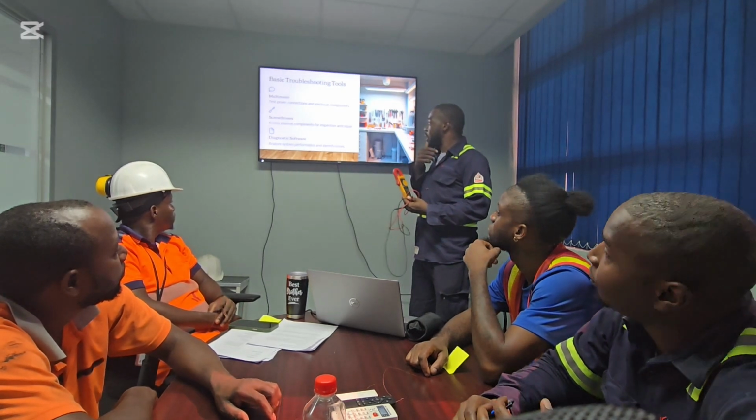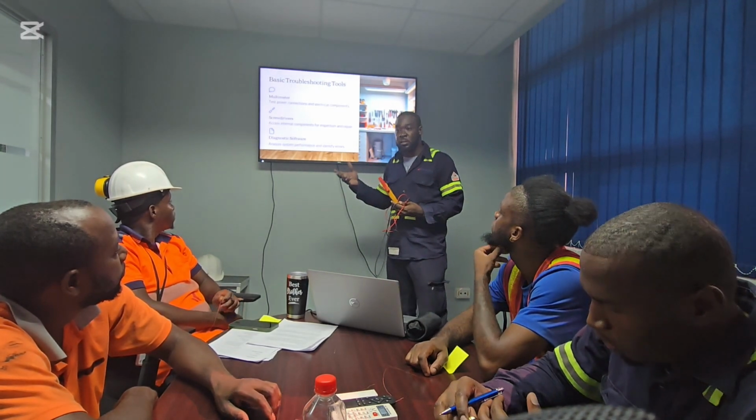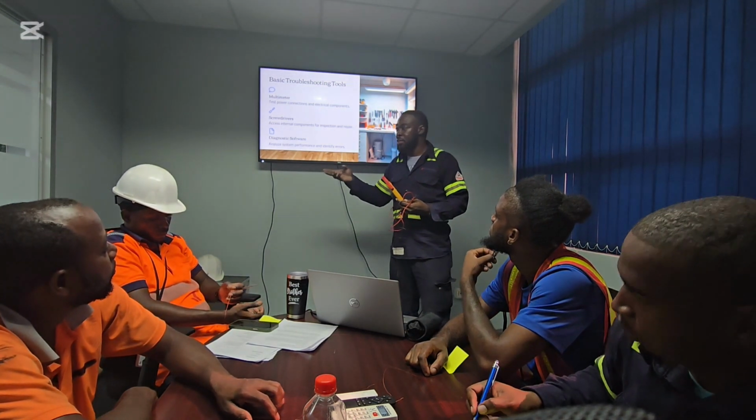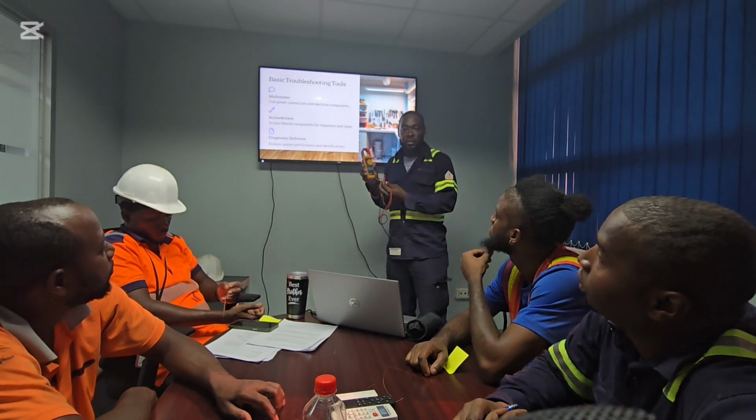Now, if for example a relay is not getting power, what function would you guys use to check why that relay is not getting power using the multimeter?